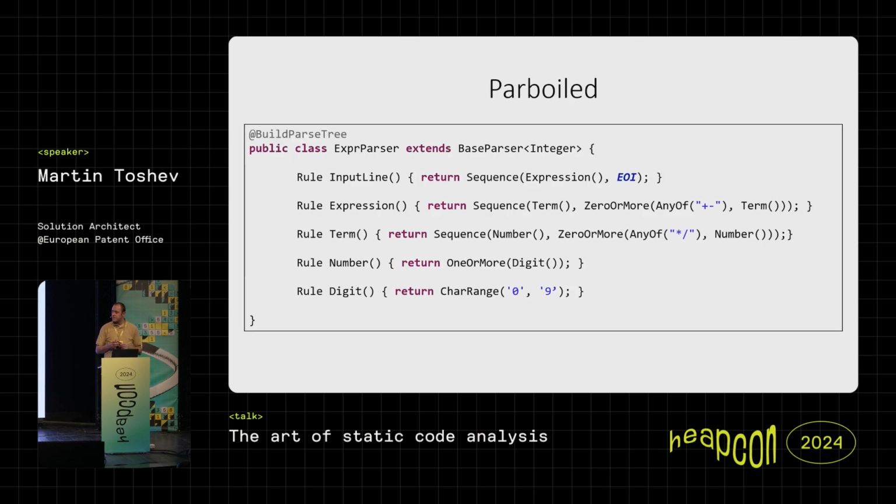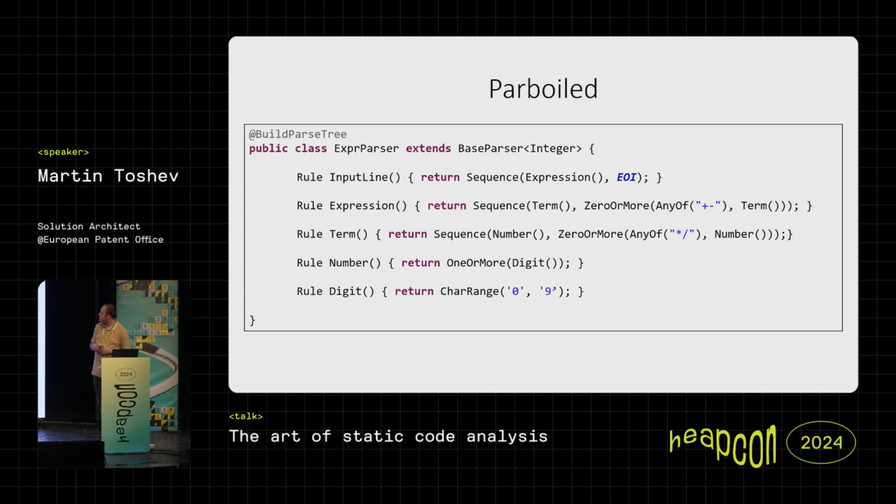This is how it looks. To define a grammar, we need to define a class, in that case called ExpressionParser. We annotate that with a special Parboiled annotation called BuildParseTree. And inside that class, we define methods that define the rules of our PEG grammar.